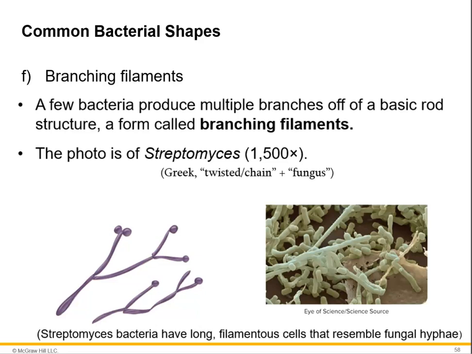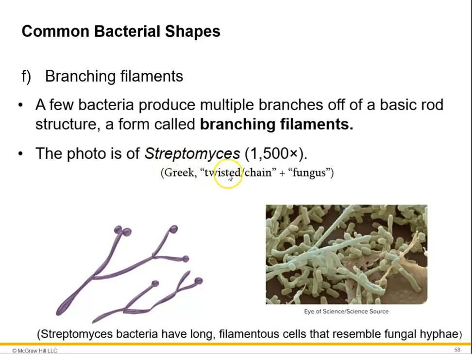Next are branching filaments. A few bacteria are going to produce multiple branches off of the basic rod structure. What you can see here is the basic rod structure, and here's a branch coming off of it, then another branch, etc. This is called branching filaments. You see this in species like Streptomyces.